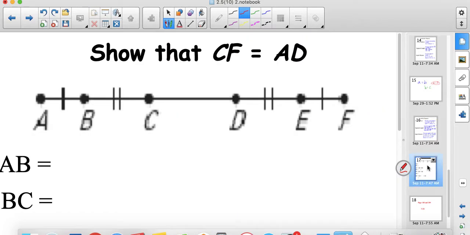All right, taking a look at this proof. I'm going to tell you right now, you're going to have one almost identical to it on your test. So when you're studying, please look back at this proof.